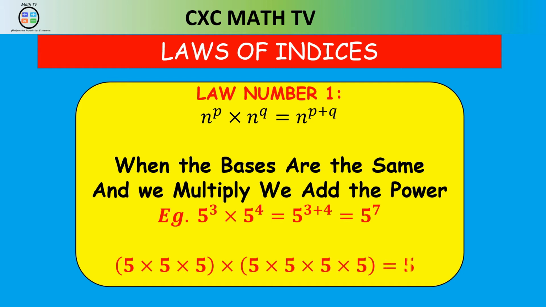If you wanted to list it out, look at this. 5 cubed would be 5 times 5 times 5, multiplied by 5 to the 4, which would be 5 times 5 times 5 times 5. If you notice, you're just multiplying 7 5s there, so it's 5 to the 7. So that's the first law of indices.